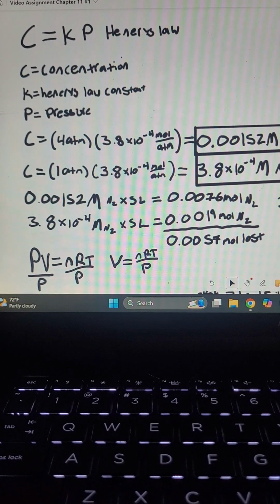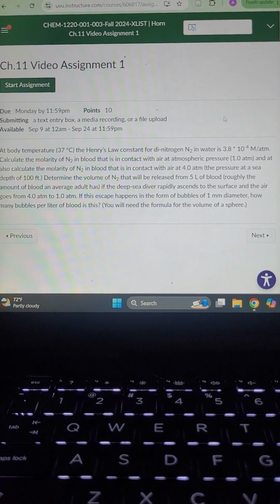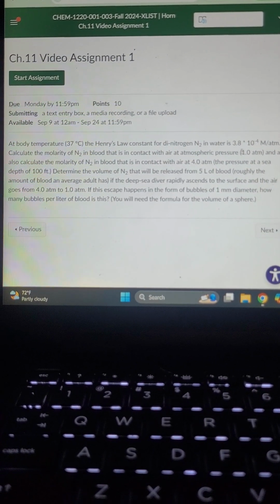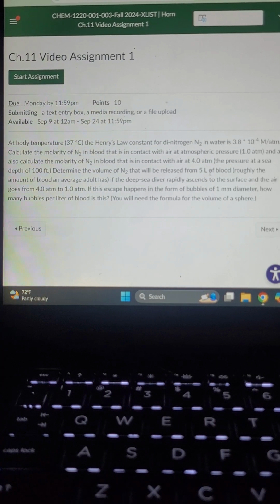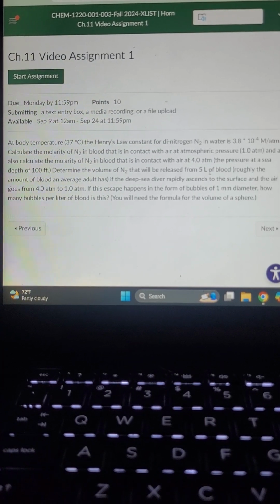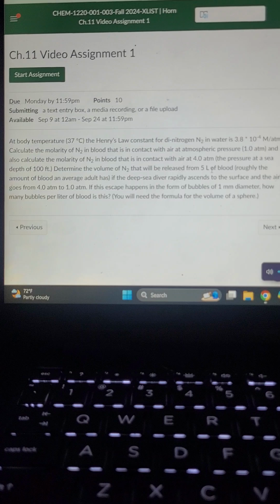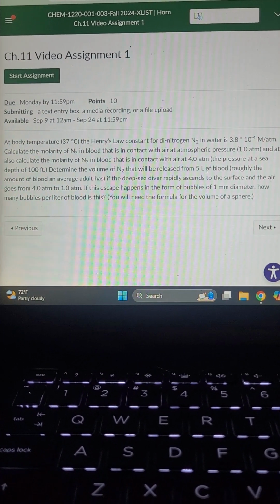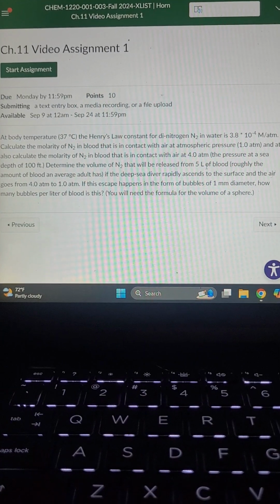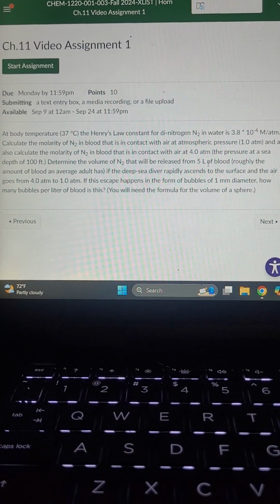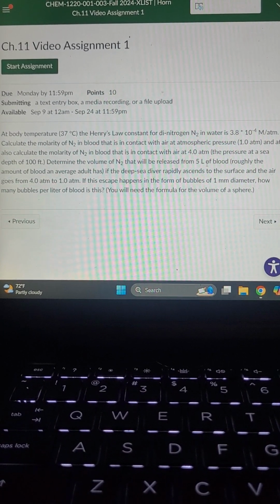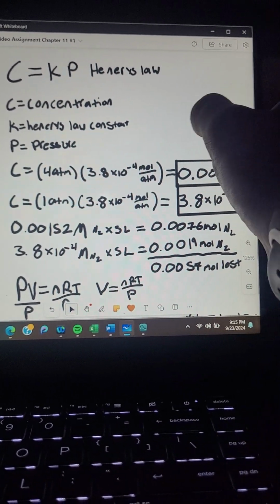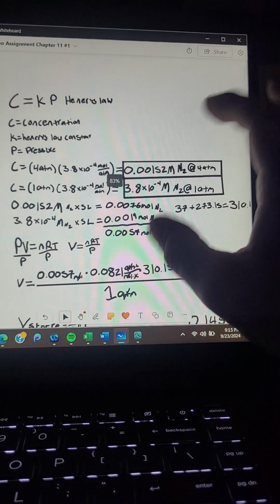So, in the text, we are given a body temperature of 37 degrees C and Henry's law constant, which is 3.8 times 10 to the negative 4 molar per atmosphere, and we are asked to calculate the molarity of N2 in blood that is in contact with air at atmospheric pressure, and also the molarity of N2 in blood that is in contact with air at 4 atmospheres. In order to do that, we are going to use one of Henry's law's equations.